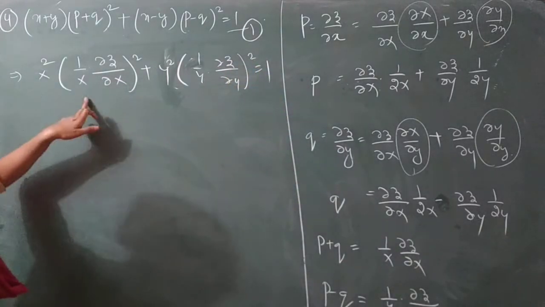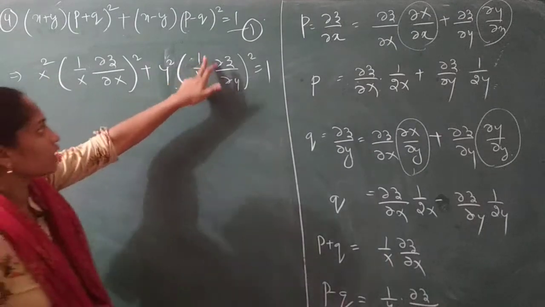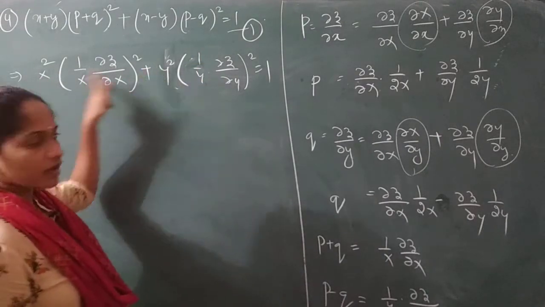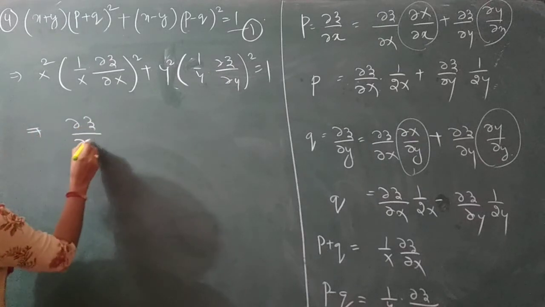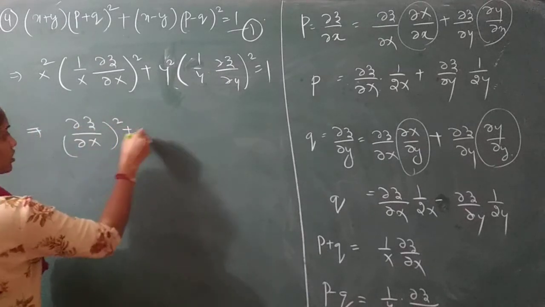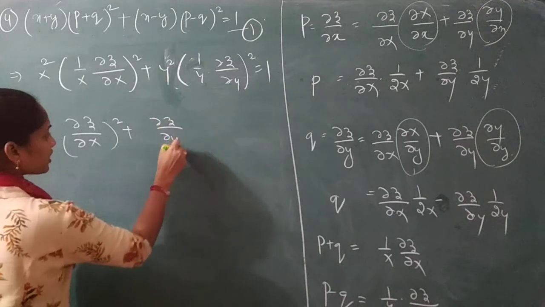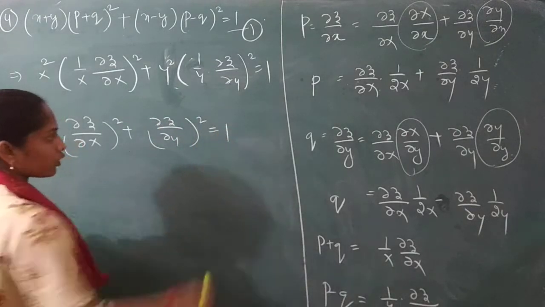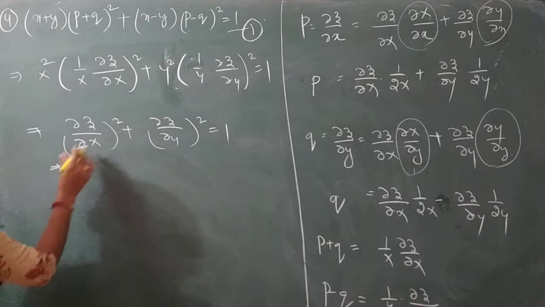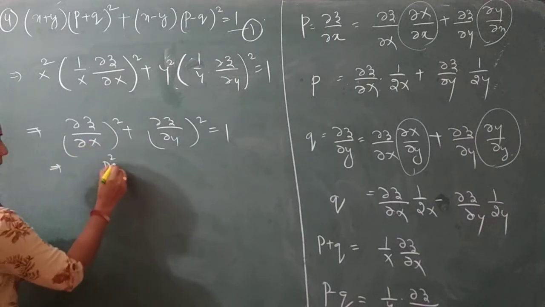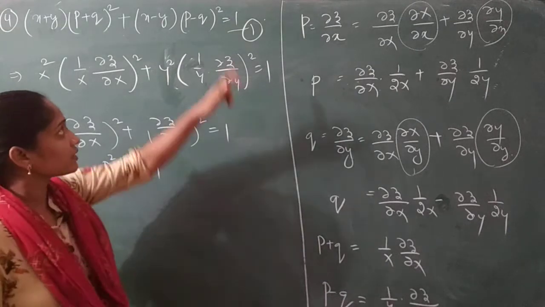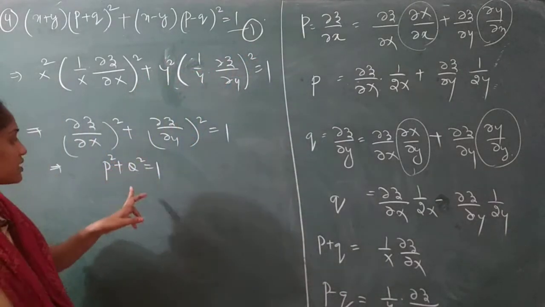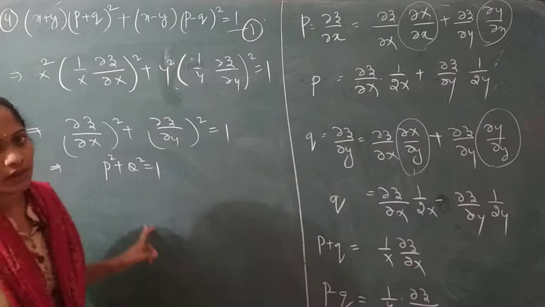If you take out 1 by X square outside, and 1 by Y square, X square and Y square both are getting cancelled, and the remaining term is ∂Z by ∂X whole square plus ∂Z by ∂Y whole square equal to 1. And what is the value of notations? P square plus Q square equal to 1. Yes, we have converted this into the standard form, that is a function of f of P comma Q equal to 0.